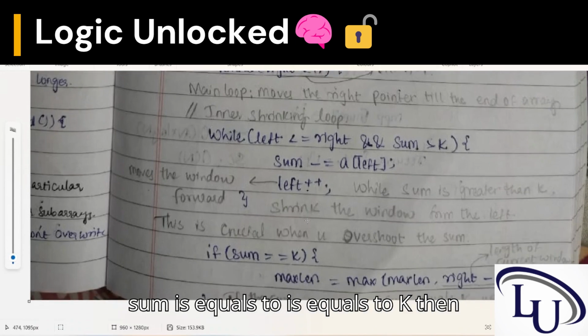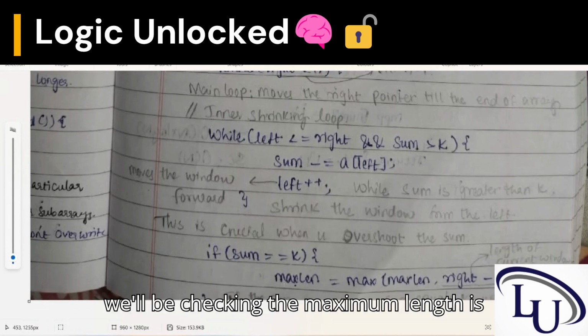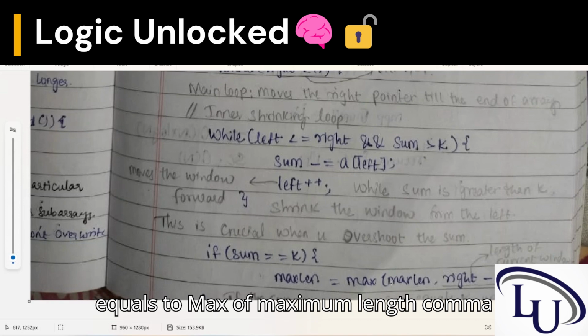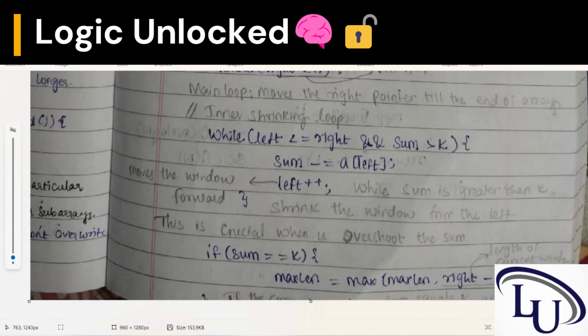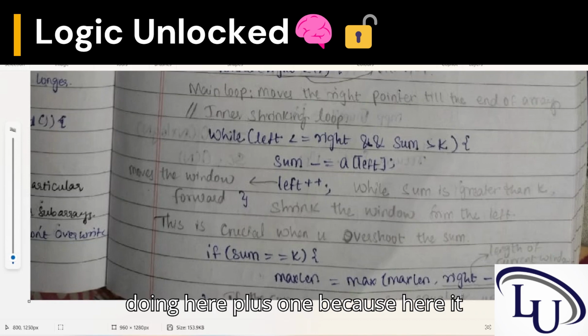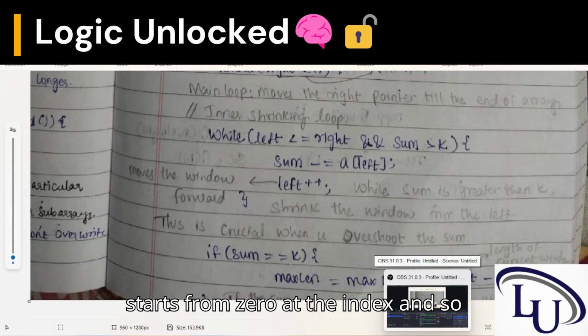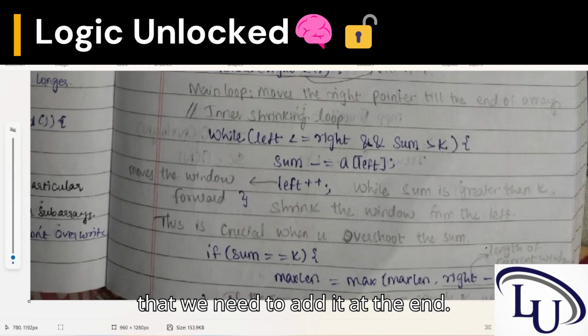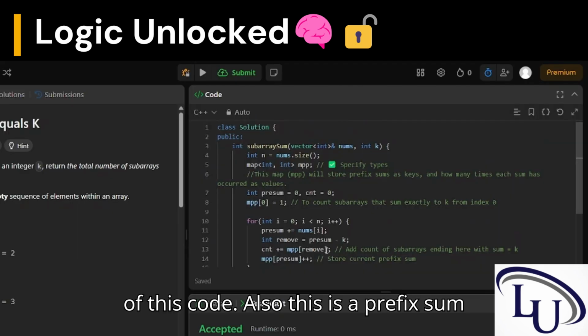Then if sum is equal to k, we'll check the maximum length, which equals max of maximum length, comma, right minus left plus 1. We do plus 1 here because it starts from the 0th index, so we need to add it at the end of this code.